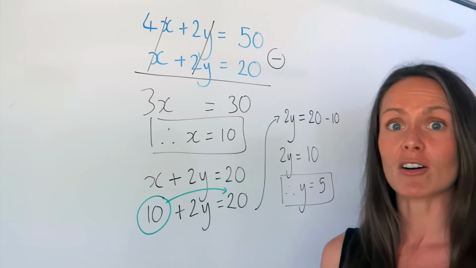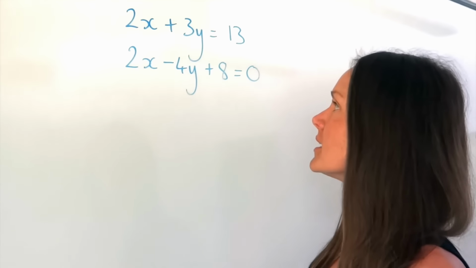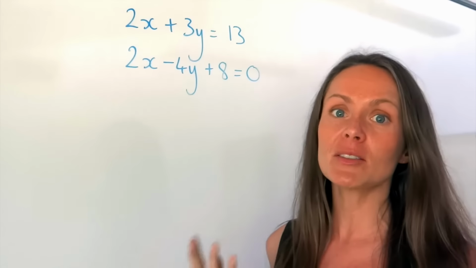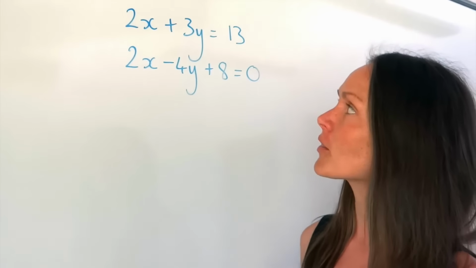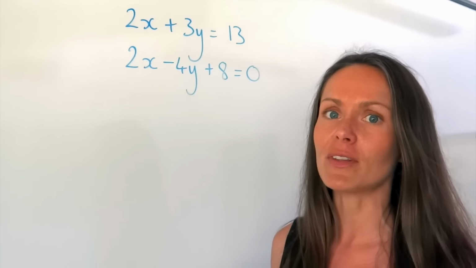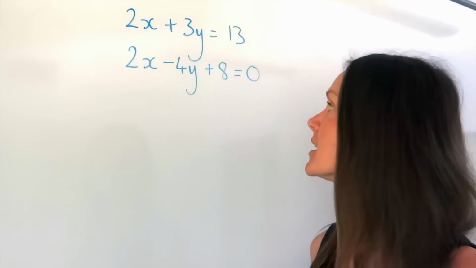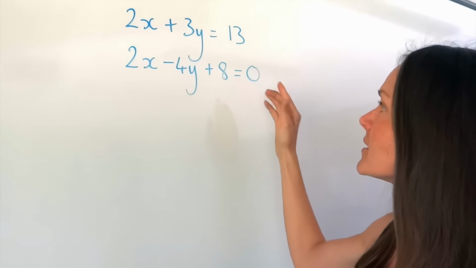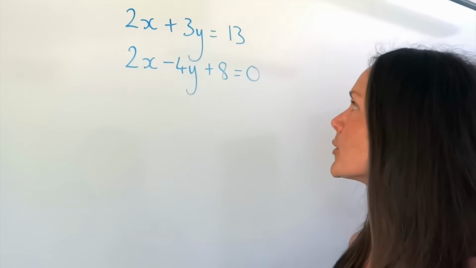Okay, let's make them a bit harder. So in example number 3, the bottom equation looks a little bit different to the ones we've seen so far. In all of the other equations, we've had x and y terms on the left-hand side of the equals, with the number by itself on the right-hand side. Whereas this equation has everything on the left-hand side, so it looks a little bit different.